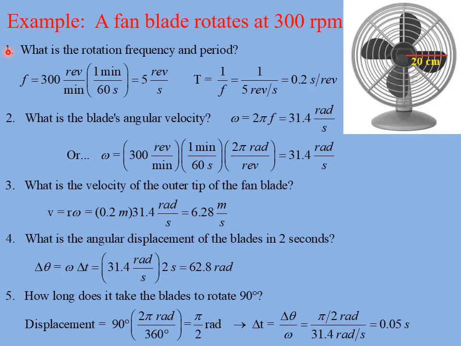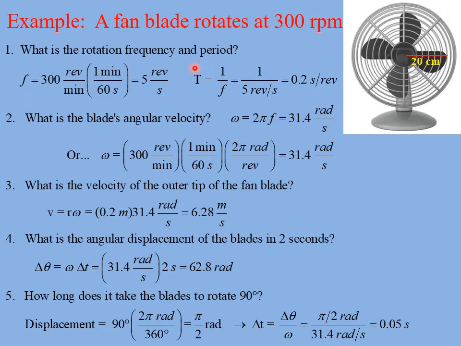Let's go through a bunch of questions here that will use most of the formulas and equations that we've already seen in this part of the lecture. The first question is, what is the rotation frequency and period? Remember, frequency is in units of revolutions per second. We are given the number of revolutions per minute, so we have to do some conversion here. So the frequency is 300 revolutions per minute, that's RPMs, and then we multiply by 1 minute per 60 seconds. That will get our minutes to cancel, leaving revolutions per second. 300 divided by 60, you can do that in your head, is 5. So the frequency here is 5 revolutions per second.